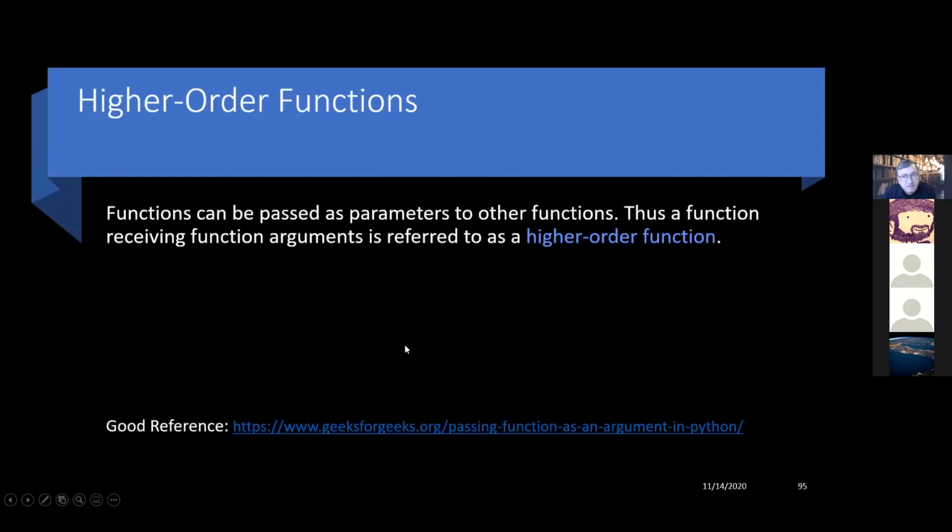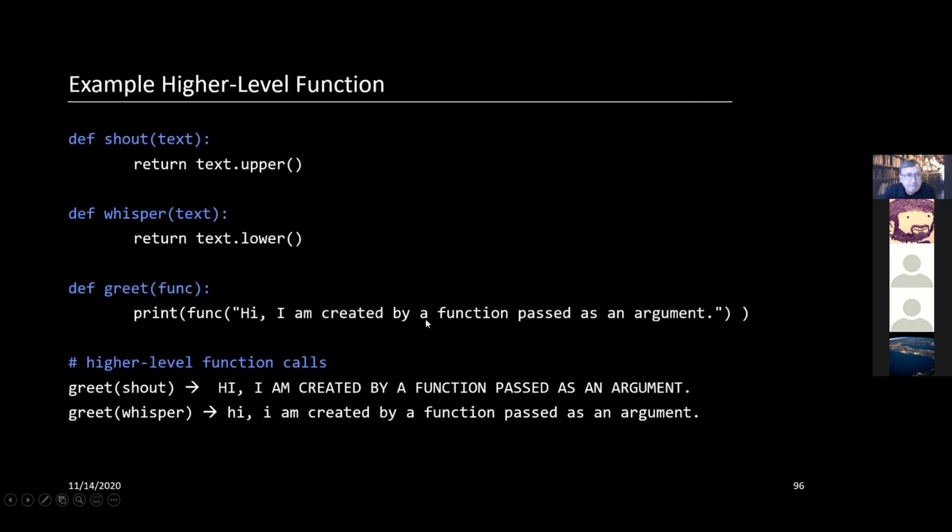So if we pass a function to a function, the function receiving the function is thought of as a higher order function because it's a function that's operating on a function. And here's a reference I gave you for this. So here's an example.